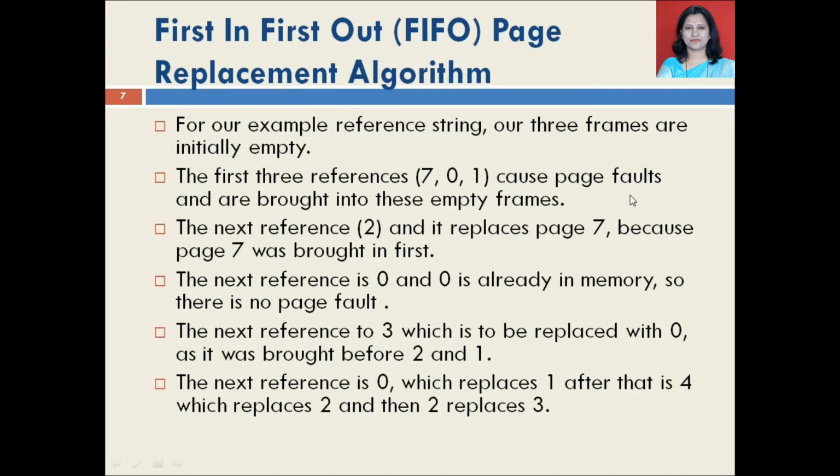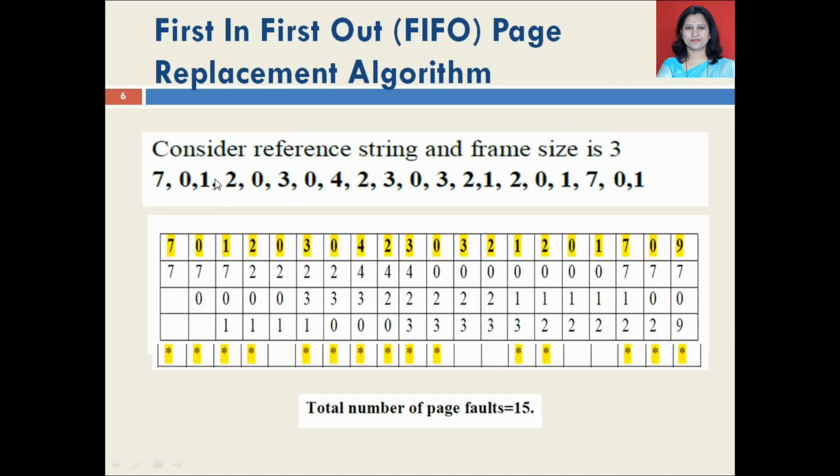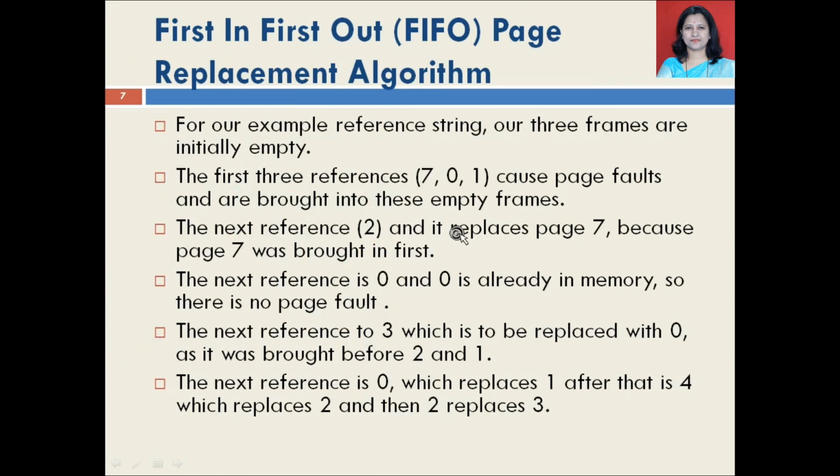So these cause the page fault and are brought into the empty frames. Again, the next reference was the 2. After the 1 there is a 2, so it replaces the page 7, because page 7 was brought in first and that was the oldest.